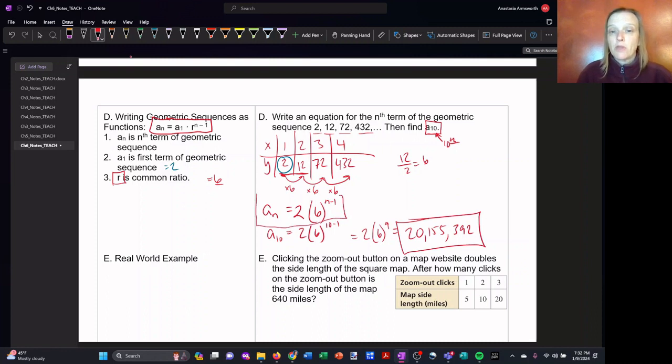20,155,392. So we came up with an equation for the sequence, and then we used the equation to calculate the 10th term. This can be useful in real world situations.